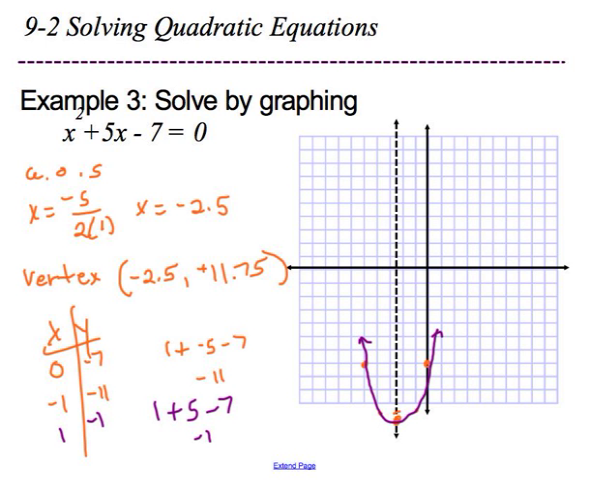Over 1, negative 1. So we have to go 1, 2, 3 away. So now we're here. Still didn't cross the x-axis. I have to grab another one. Let's plug 2 in. So 2 squared is 4, plus 5 times 2 is 10. So that's 14 minus 7 is 7. 2 comma 7. Over 2, up 7. There we go.